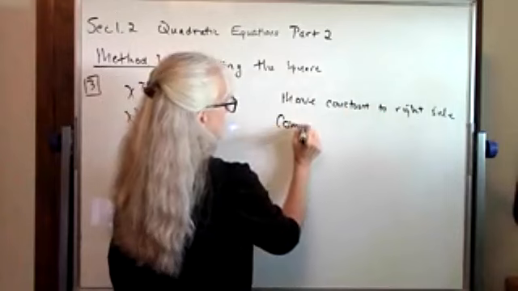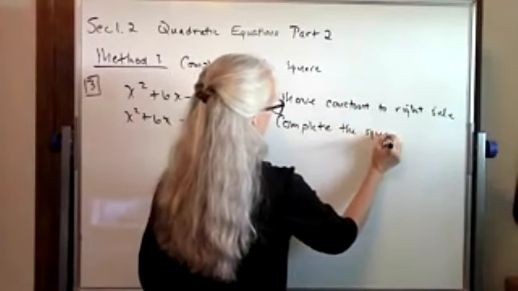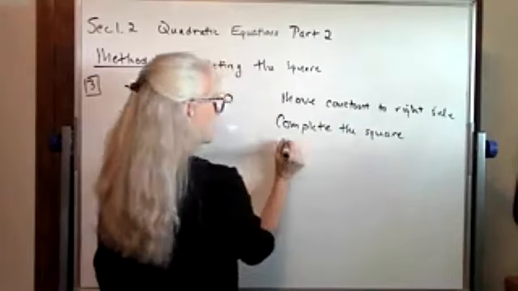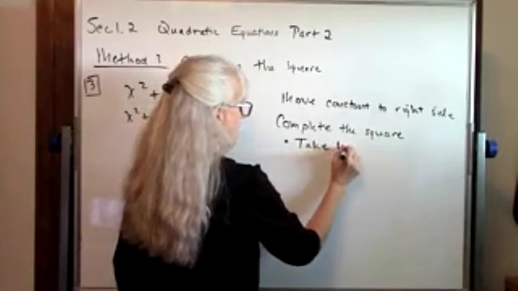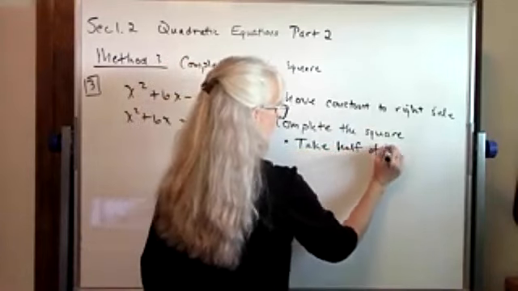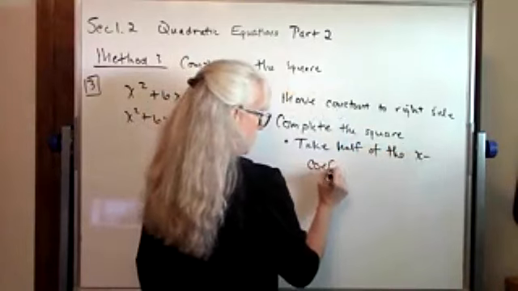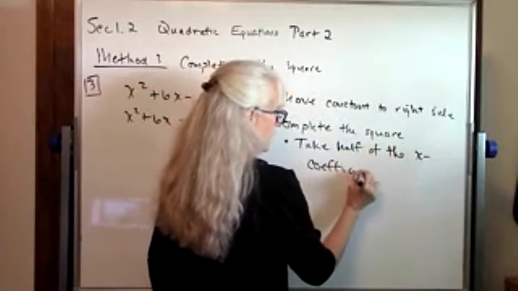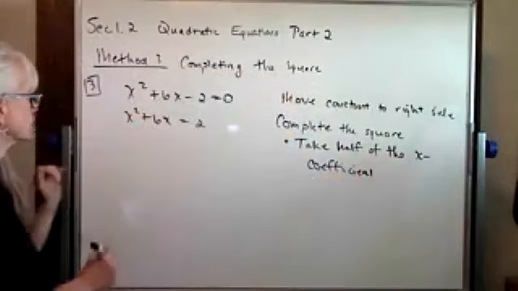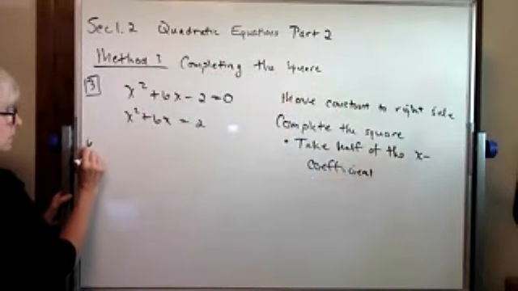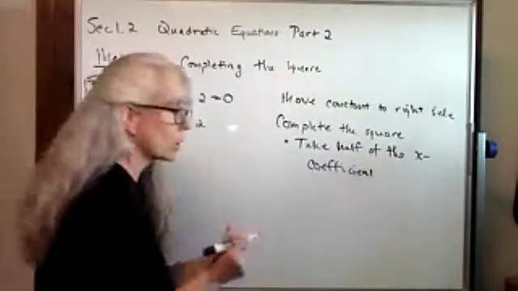So we're going to complete the square. To do this, the first thing we're going to do is take half of the x coefficient. I'm going to do it as scratch work just so we can keep track of it. So the x coefficient is 6. I'm going to take that 6 and cut it in half. So half of 6 is 3. And then I'm going to square this result.